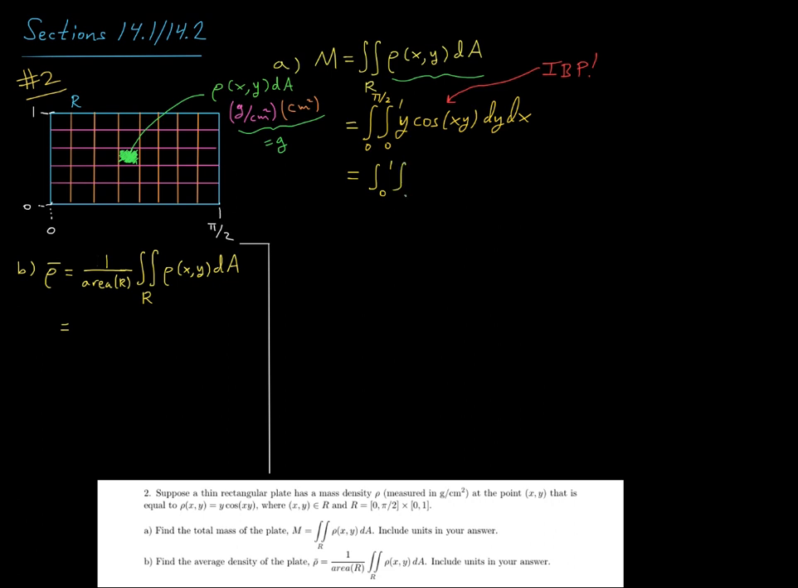So the integral from 0 to 1, and then the integral from 0 to pi over 2 of y times the cosine of xy dx dy. Okay, and now y is held constant for the x integral, and so now I'm just integrating the cosine of some constant times x. Okay, and that's very, very computable.